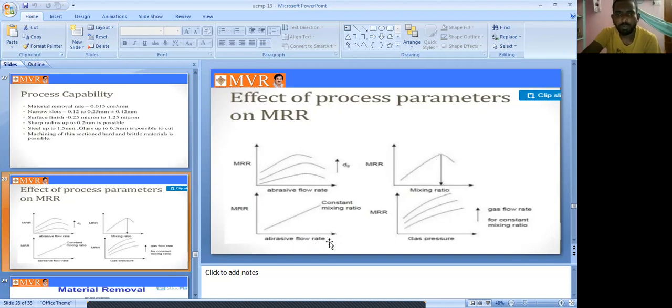So it is the abrasive flow rate one. So it is the MRR one. It is the abrasive flow rate one. So in this one, we can see the constant mixing ratio here. The mixing ratio is nothing but MRR and abrasive flow rate. So next one is gas pressure. In this gas pressure one, it is the constant flow rate. For a constant mixing ratio, you can see the gas flow rate. So these are some of the effects of process parameters on MRR.